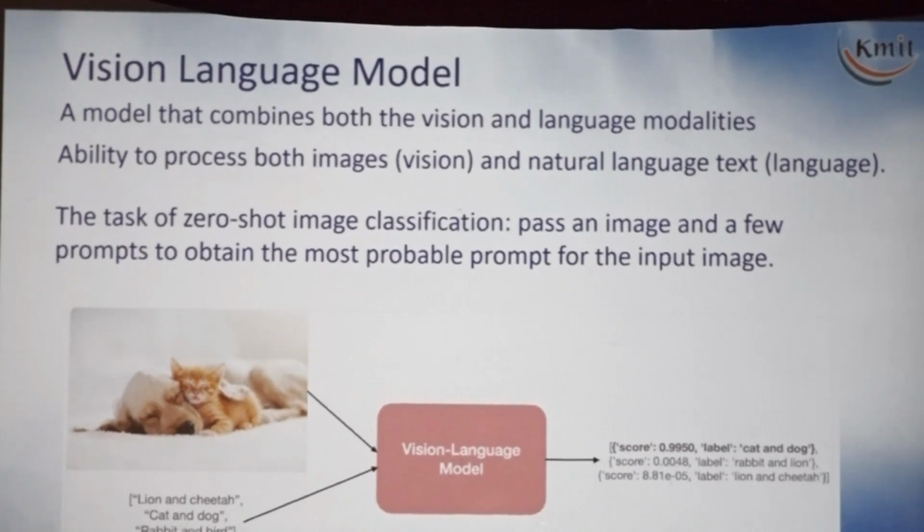Because of that reason, we can give some text also as the input. What is the text? Lion and cheetah, cat and dog, rabbit and bird. I am giving some prompting. This is the image, and along with that I am giving this prompt also. I want to search in these only. So the vision language model has to take the input image and the prompt also. It has to generate the probability for each and every label given in the prompt.